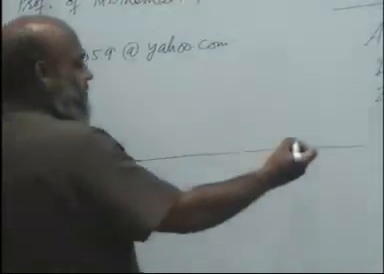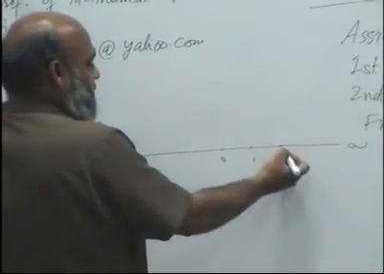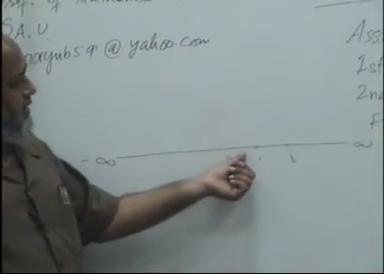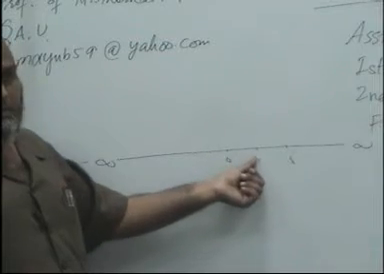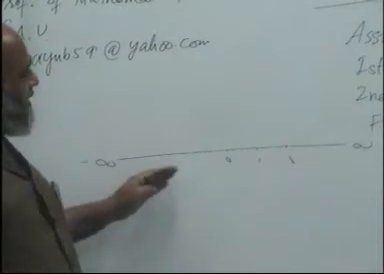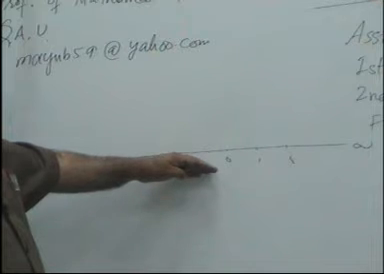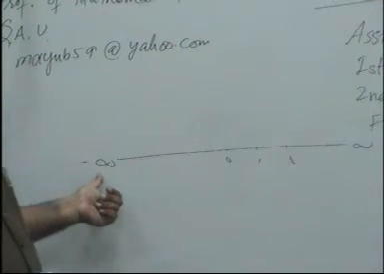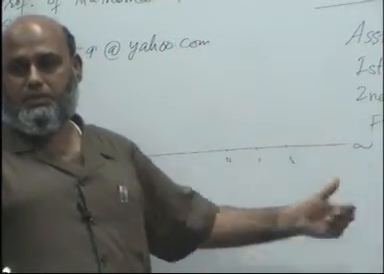From minus infinity to infinity, there is 0 over here, 1 over here, 2 over there, and there are an infinite number of rational or irrational numbers between 0 and 1. So this is a continuous line. This line is representing the set of real numbers. Remember that minus infinity and infinity are not included in the set of real numbers, right?